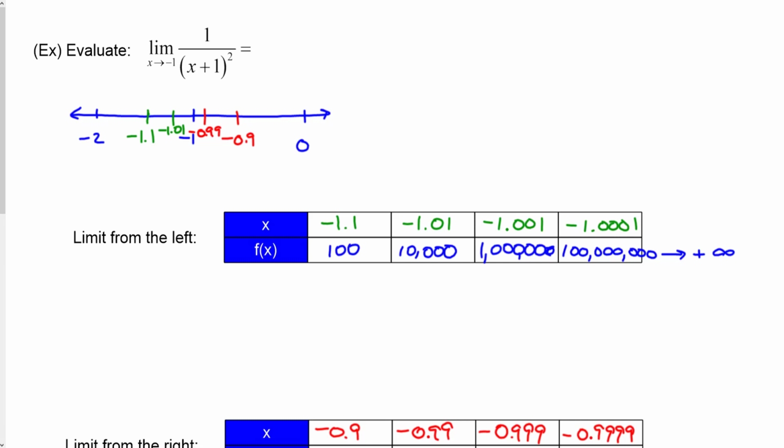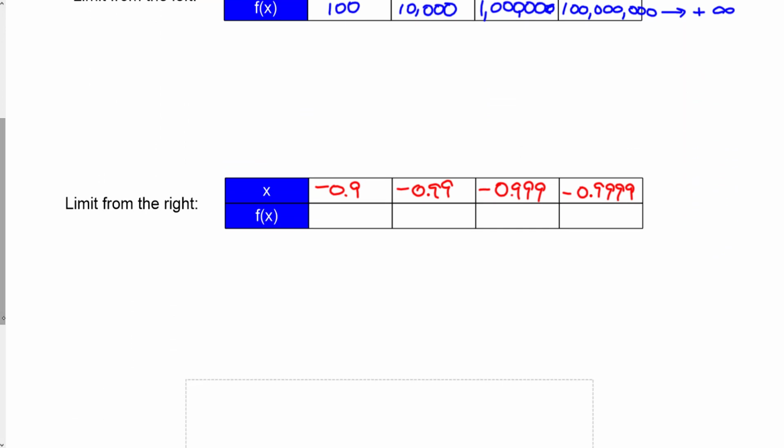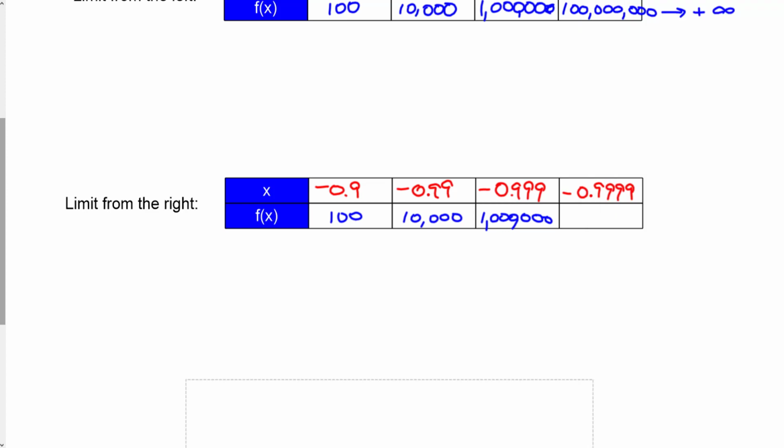Now, the limit from the right-hand side, if I put in negative 0.9, negative 0.99, and so forth, the same sort of pattern is developing here. So I've got 100, 10,000 again, a million. These things clearly aren't approaching a single value. They're just running off to positive infinity again.